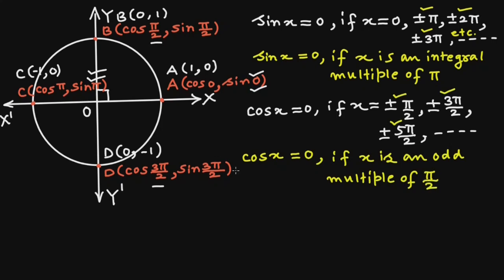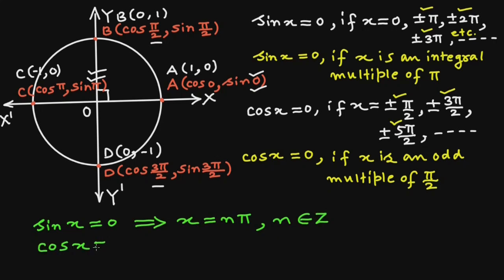Therefore, we can say that sin x is 0 implies that x is n pi, where n is any integer, and cos x is 0 implies that x is (2n plus 1), which is an odd integer multiple of pi by 2, where n is any integer.